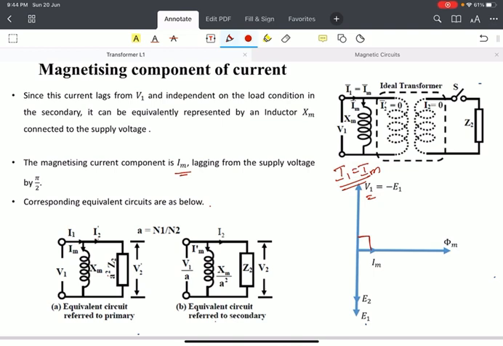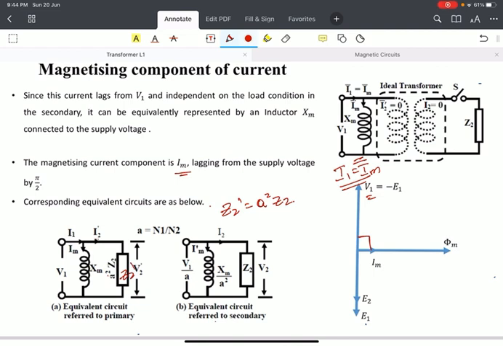So this circuit consisting of magnetizing component Xm can be represented as an equivalent circuit referred to the primary and an equivalent circuit referred to the secondary. We have done this without the magnetizing component in the previous lectures. This will be similar to the circuit referred from secondary to the primary. As you can see here, Z2 dash is equal to a square into Z2. This is Z2 dash.